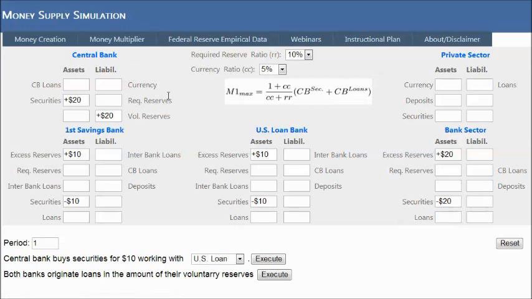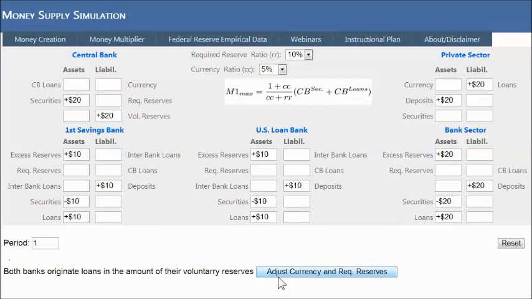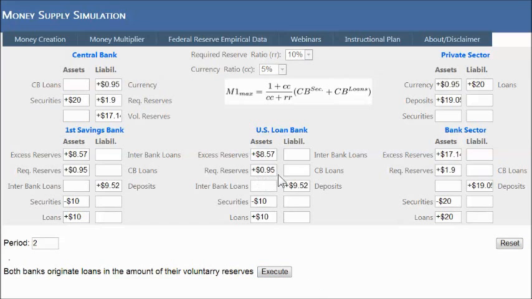Before they start the simulation, they should actually explain and derive a money multiplier formula to the students. In this case, the money multiplier is 7, given that reserve ratio is 10 and currency ratio is 5. The simulation goes step by step, period by period. It assumes that banks originate loans that are equal to their excess reserves, 10 in that case. Then the simulation adjusts the currency withdrawals and required reserves here, 0.95 required reserves for 9.52 deposits, and totally the customers have withdrawn approximately $1.